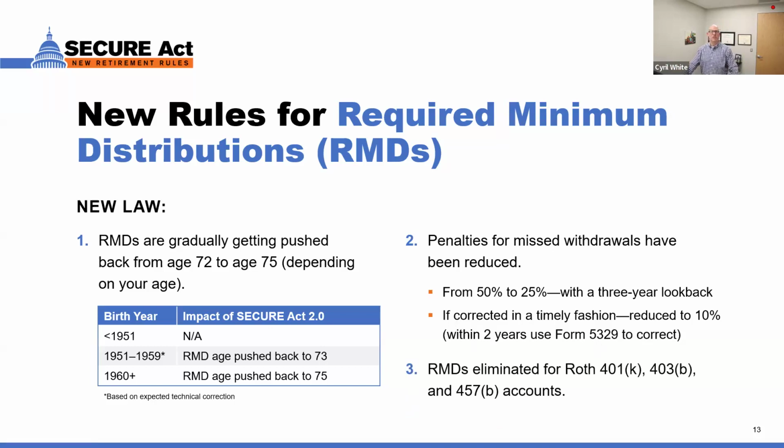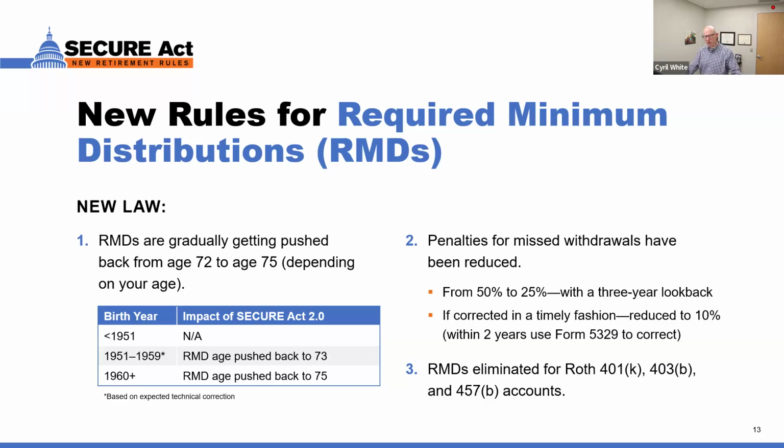And as we discussed, they eliminated the RMD requirement for Roth accounts. While Roth IRAs, individual retirement accounts, did not have an RMD requirement like traditional IRAs, Roth 401ks, 403bs, and 457 plans did have an RMD requirement. It was kind of like an oversight in the law, and they fixed that.